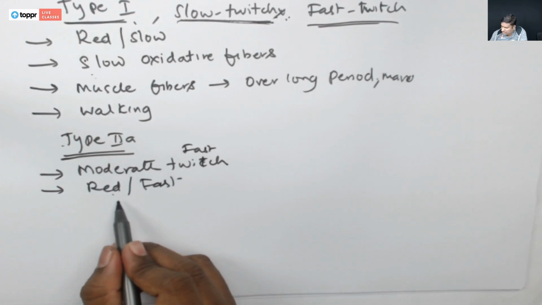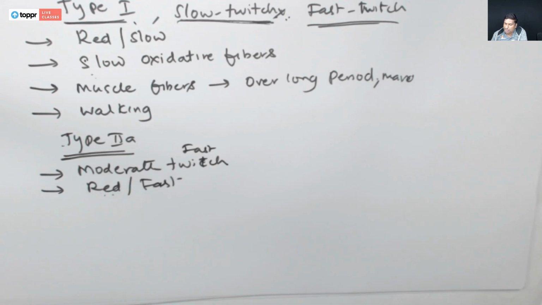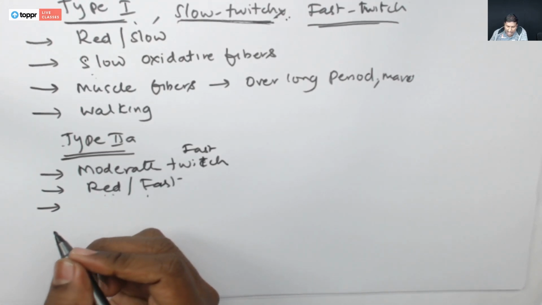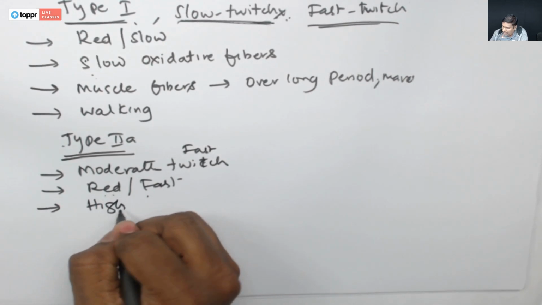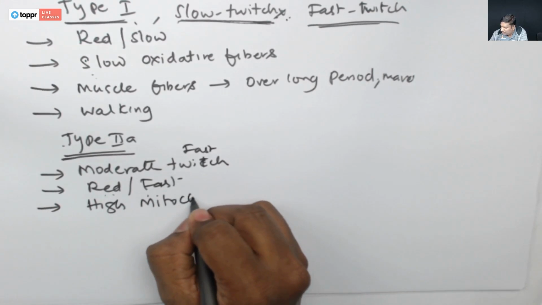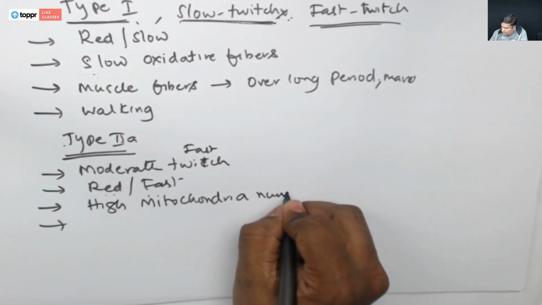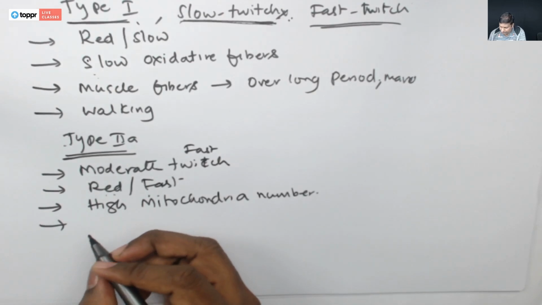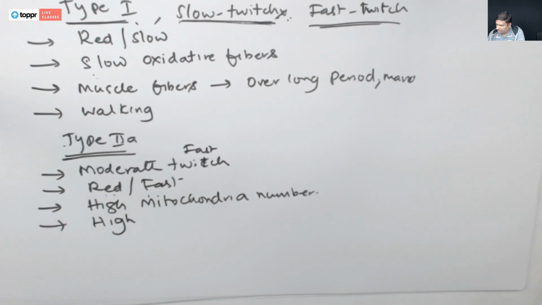These are red, and based on the ability to contract quickly or slowly, these are fast. Since they are contracting very quickly, they have high mitochondria or sarcosomes, a high mitochondria number. Contraction or oxidation requires high oxygen levels, because oxidation requires oxygen.